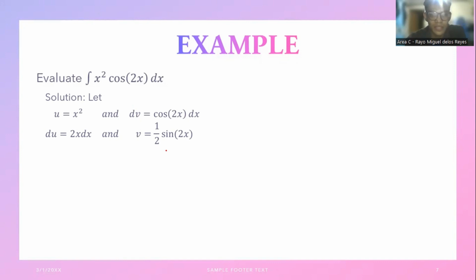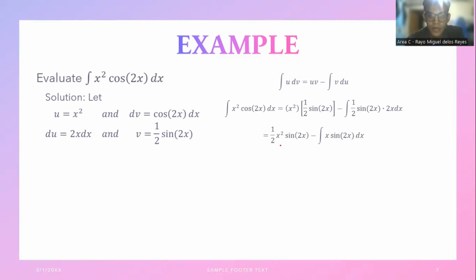And then using the integration by parts. Ayan. And then magiging simplify lang natin. So we have x squared times 1/2 sine 2x minus the integral of 1/2 sine 2x times 2x dx. Then simplify. We have the 1/2 x squared sine 2x minus the integral of x sine 2x dx.